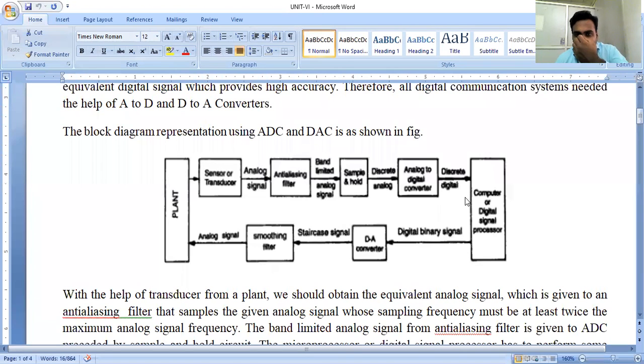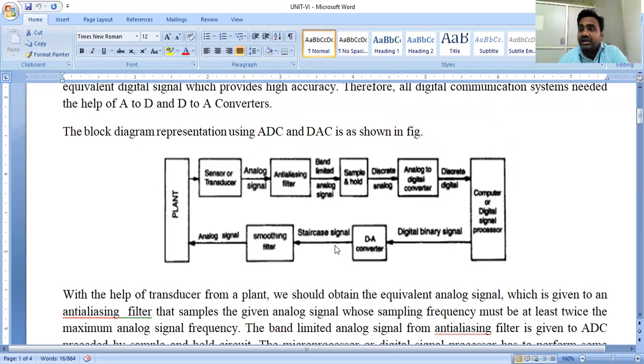So next, our application is converting the digital signal into an analog signal. How this is going to happen is, the digital signal is converted with respect to a digital to analog converter. That means whatever discrete digital binary signal the digital signal processor produced is taken as an input to the digital to analog converter, and that digital binary signal is converted into a staircase signal.